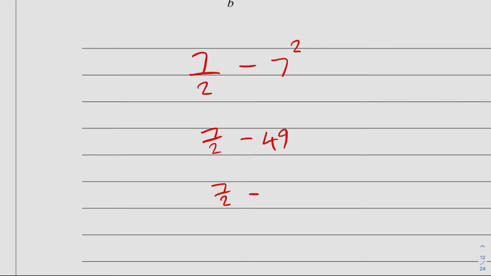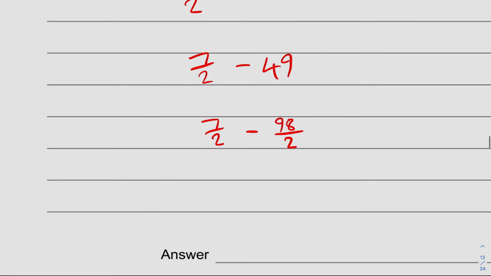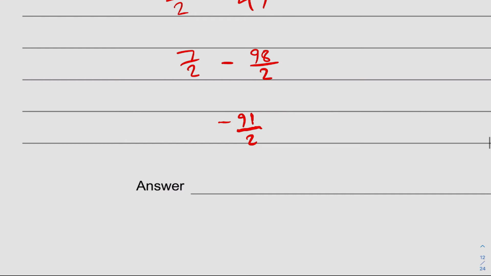Then we've got take away 49. 49 is equal to 49 over 1, but we need it over 2, so we're going to multiply 49 by 2, and that gets us 98, and then it's going to be over 2. And then we just need to take 98 away from 7, which gets us minus 91 over 2. And what form do they want the answer in? It just says work out the value. Okay, so we can just put the answer as minus 91 over 2.